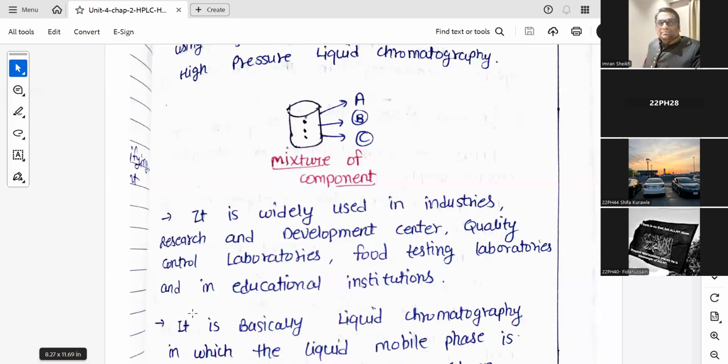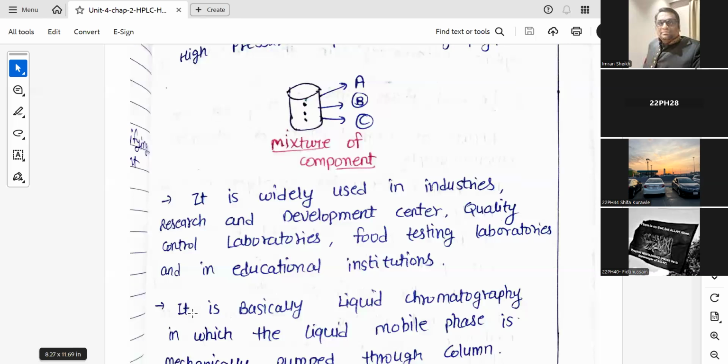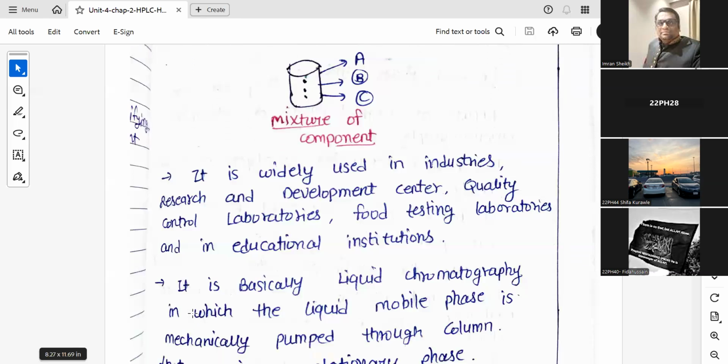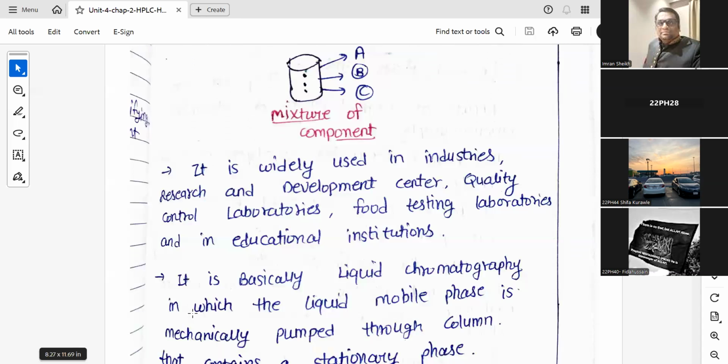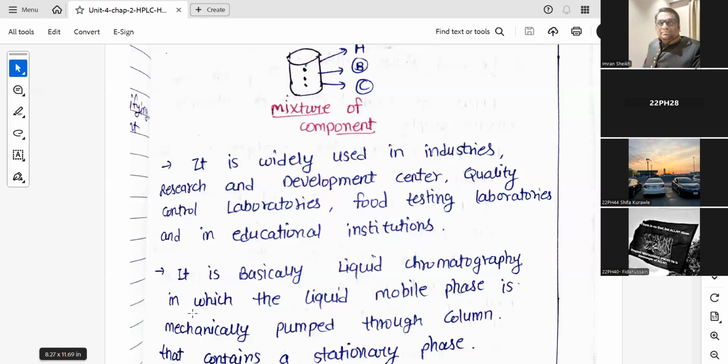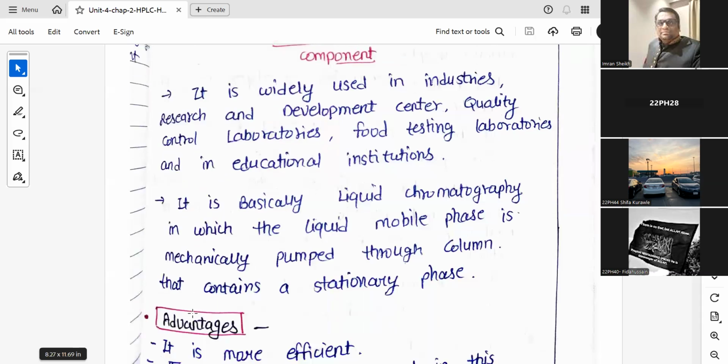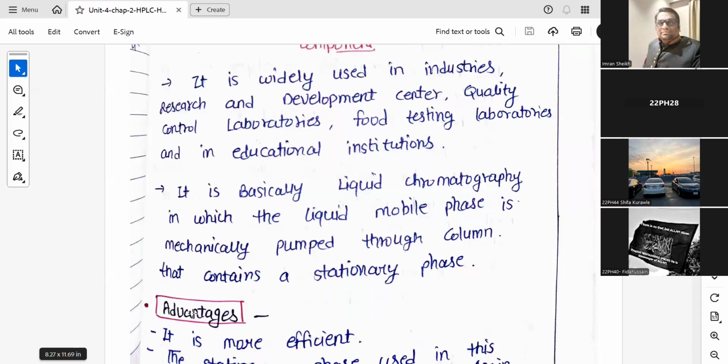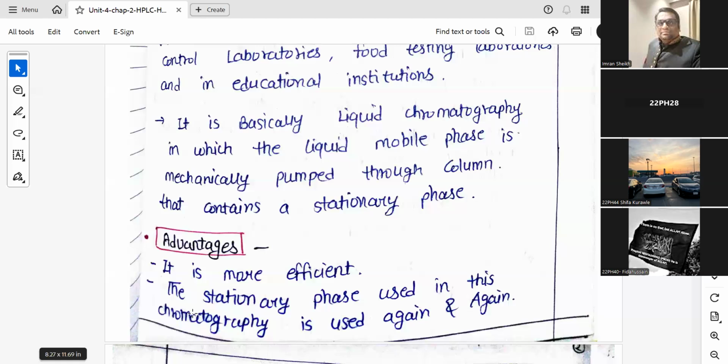Okay, and this is the most widely used industrial technique. Research and development centers utilize this technique. Quality control laboratories always prefer HPLC. Food testing laboratories and educational institutions are mostly bound to show at least the functioning of the HPLC.